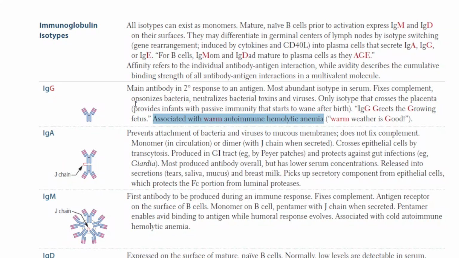Immunoglobulin G is the main antibody in a second response to an antigen. The most abundant isotype in serum, the most abundant. It fixes complement, opsonizes bacteria, and neutralizes bacterial toxins and viruses. Remember, it's the only one that crosses the placenta and is related with warm autoimmune hemolytic anemia.